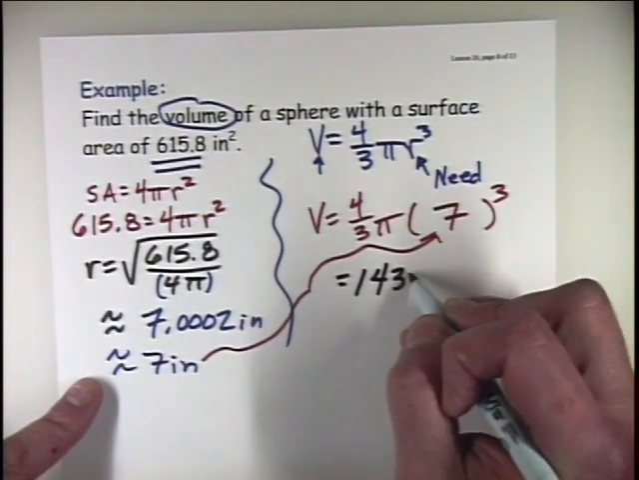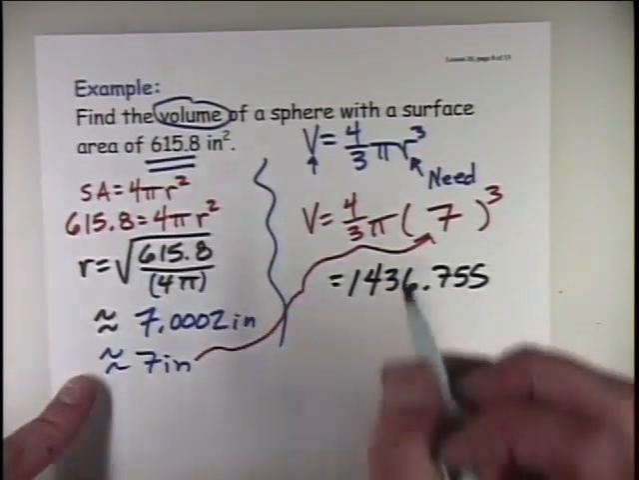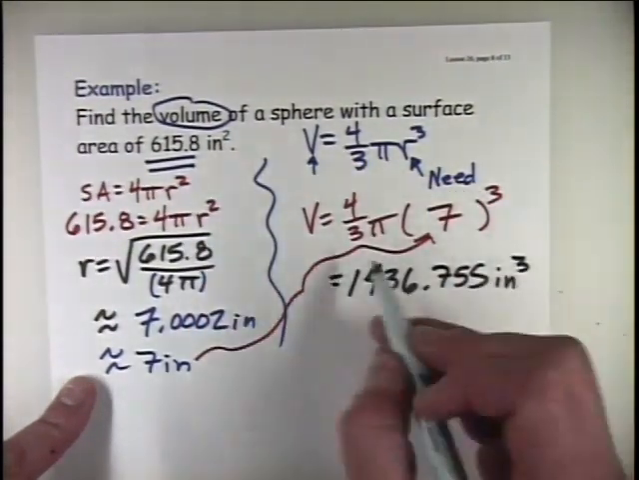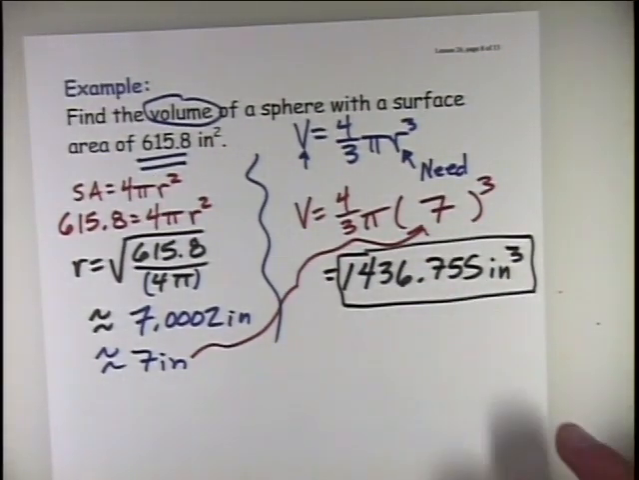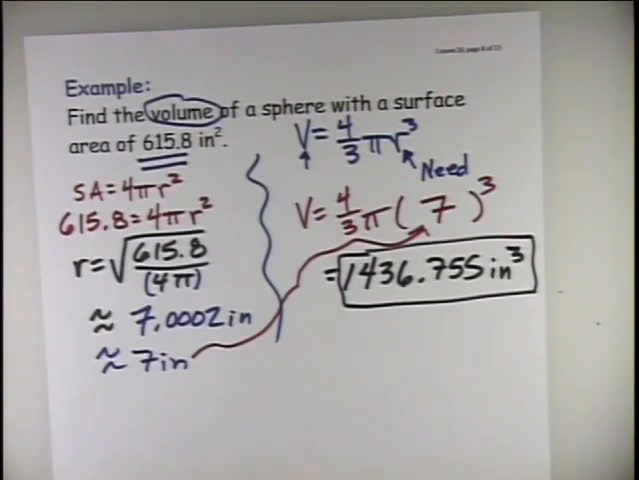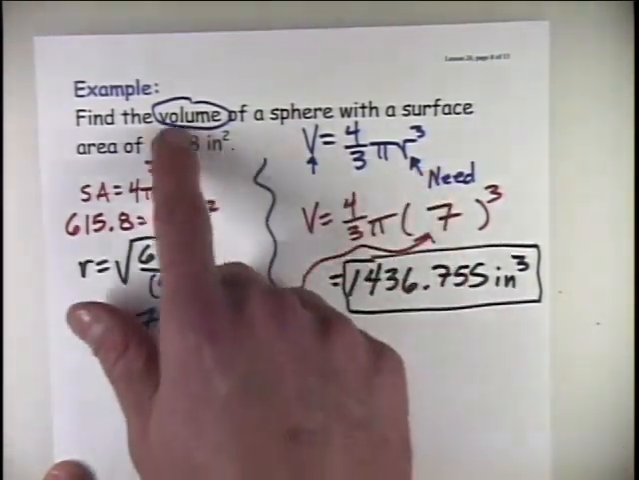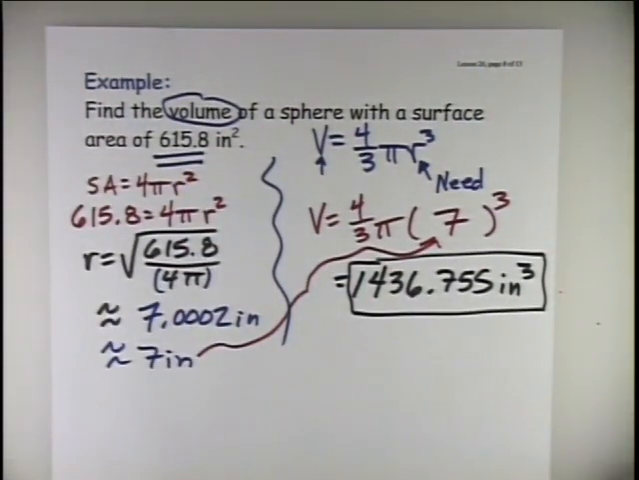You get 1436.755. And always remember your units. It's volume. We're dealing with inches, so this would be cubic inches. And there you go. So don't panic. Just take what's given, identify what you're trying to find and what you need to get there, and then play a little mathematical detective. It's kind of fun if you just change your mindset.